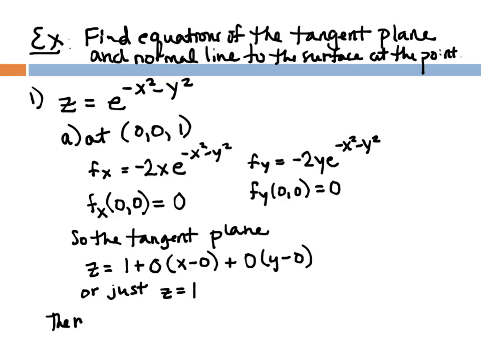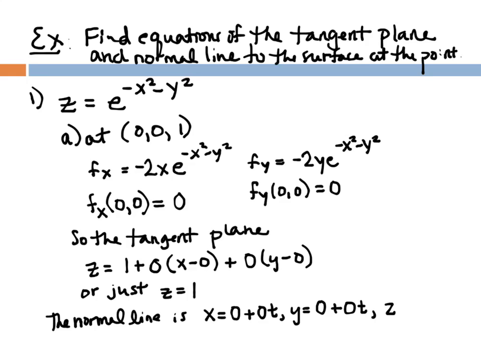So the normal line is x equals the x value, which is 0, plus the slope, f sub x, which is 0, times t. y equals the y value, which is 0, plus the partial with respect to y, which is 0, times t. And then z equals the z value, which is 1, minus t. Let's write that down for a second, then I'll go back and clarify in a moment. Or, again, more cleanly, what would that look like? Right, so that's whatever it simplifies down to.